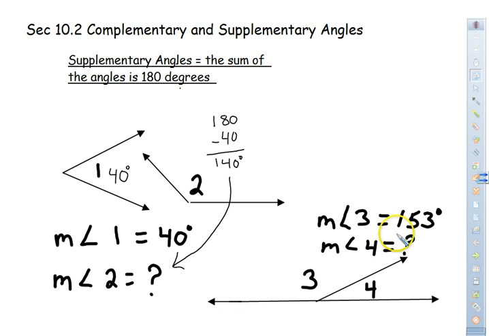Okay, so let's go ahead. I'm going to let you hit pause. If you didn't get any of this copied down, obviously go ahead and do that at the same time, and go ahead and solve and find the missing angle for the measurement of angle 4. So go ahead and hit pause and do that.